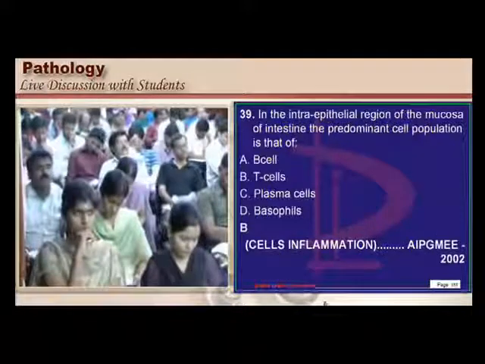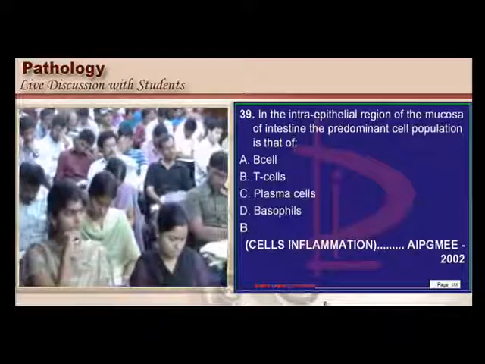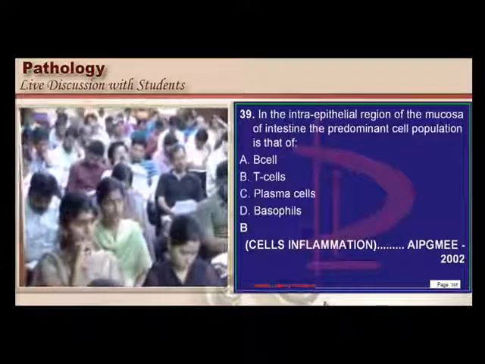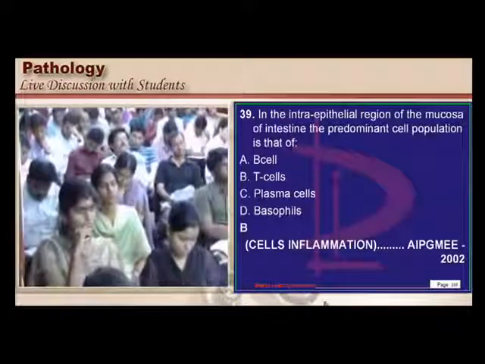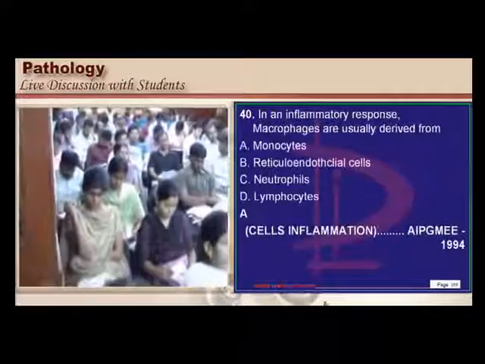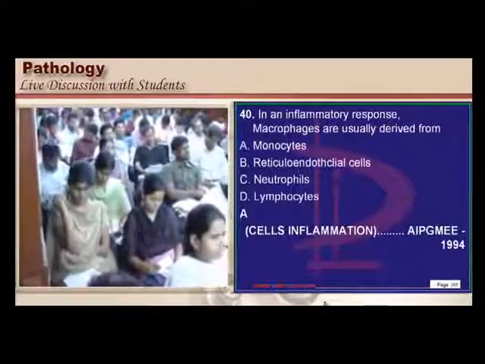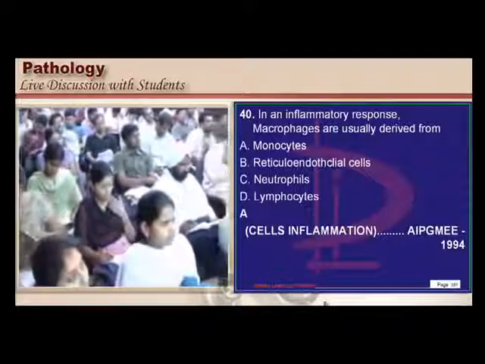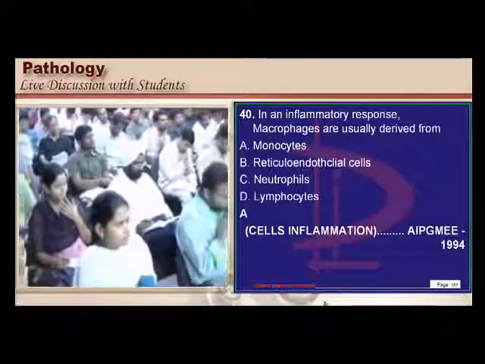Now in the intraepithelial area of our mucosa we have a lymphoid tissue called mucosa associated lymphoid tissue, MALT. So that has a lot of T cells, is what needs to be remembered. Now in inflammation, the next question of all India, inflammation is the second chapter of Robbins pathology, which we have to quickly review before going to exam.